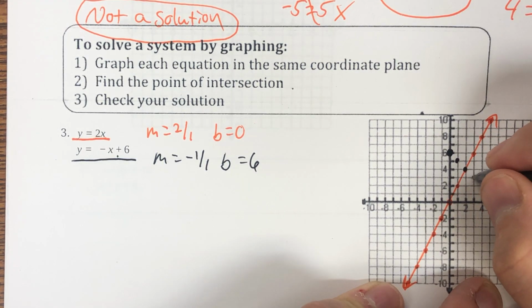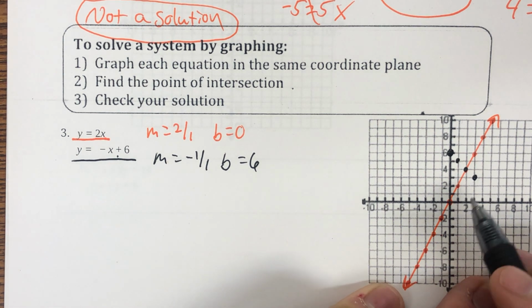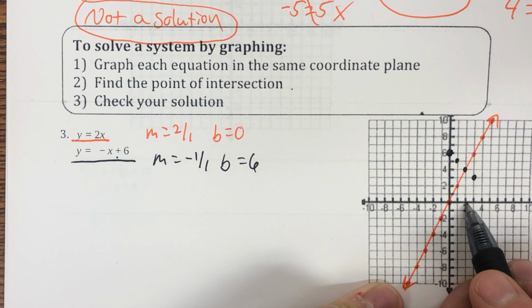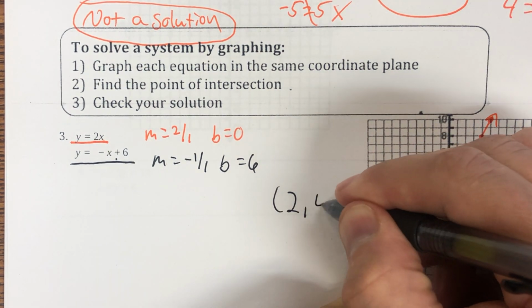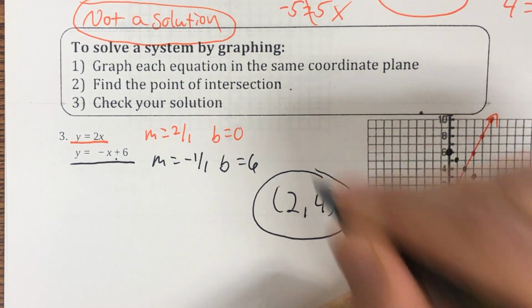I'm going to go one more just to make it super clear. So my intersection point is the point 2, 1, 2, 3, 4. 2, 4 is our solution.